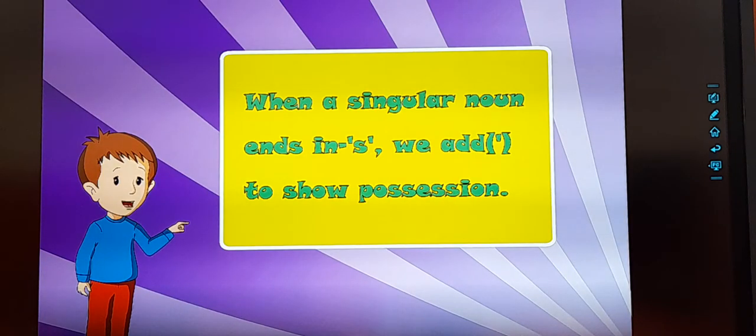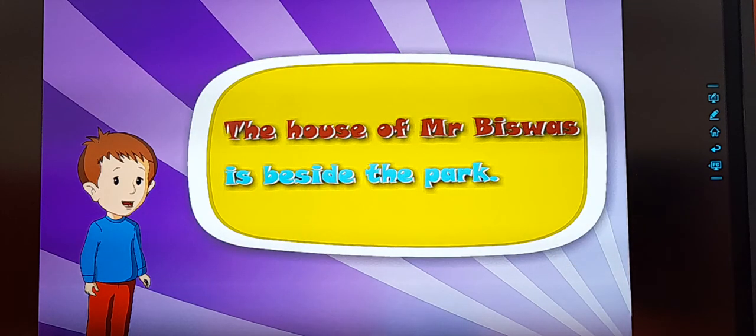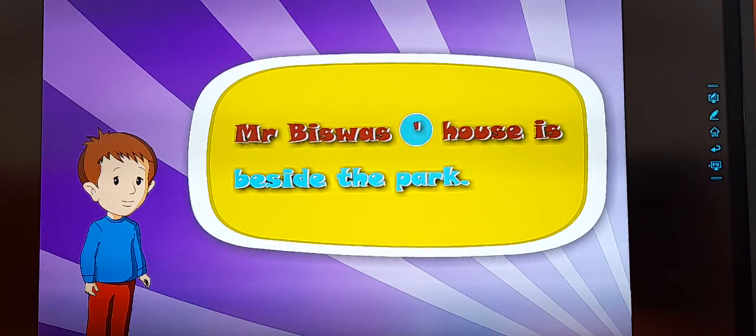When a singular noun ends in S, we add apostrophe S to show possession. The house of Mr. Biswas is beside the park. Mr. Biswas's house is beside the park.